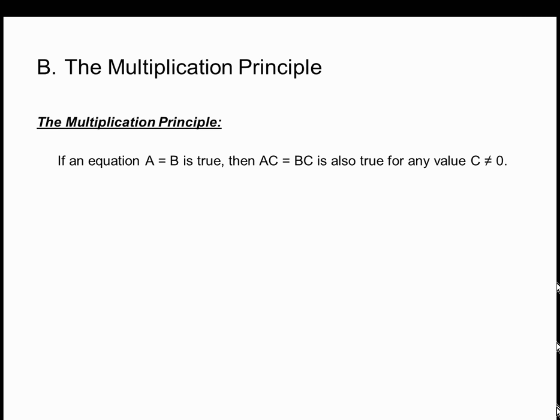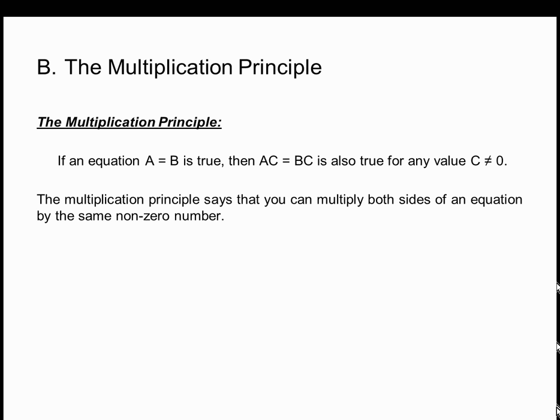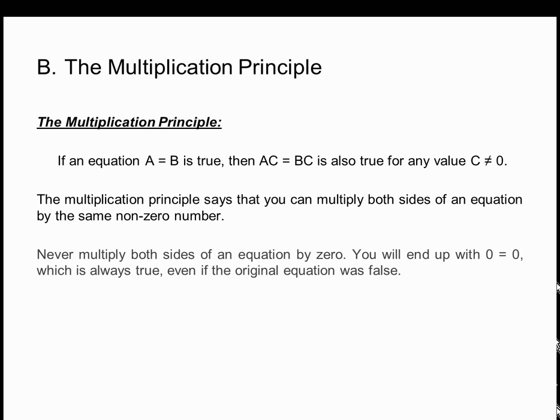The multiplication principle. Okay, the multiplication principle says if a equals b is true, then ac equals bc is also true for any value c not equal to 0. So the multiplication principle says you can multiply both sides of the equation by the same non-zero number. Don't multiply both sides by 0, because anything times 0 equals 0, and we'd have 0 equals 0, which is always true, even if the original equation was entirely false. So again, never multiply an equation by 0.